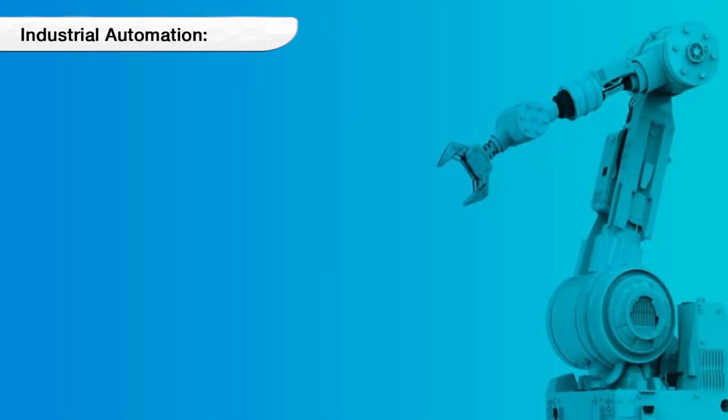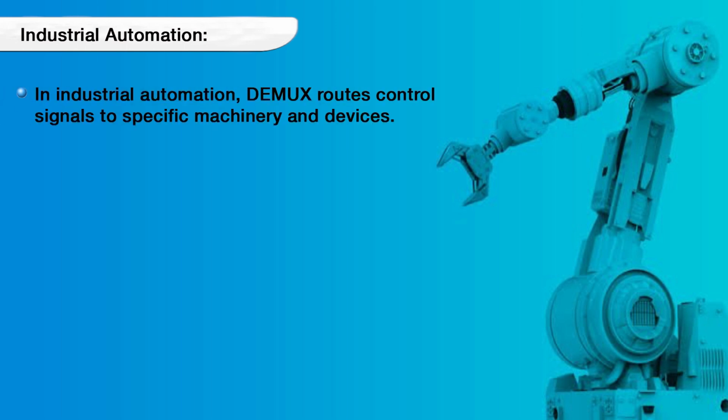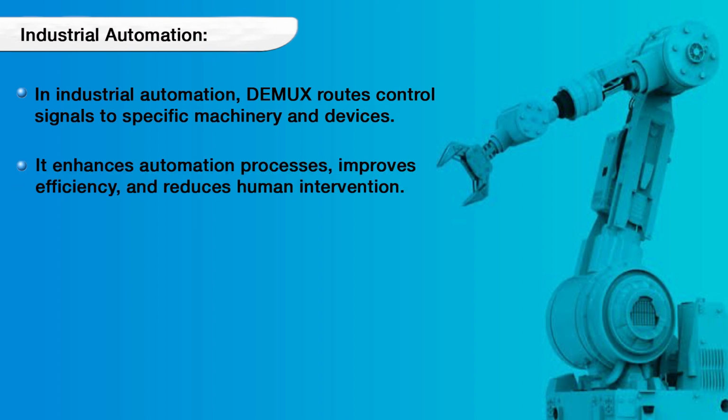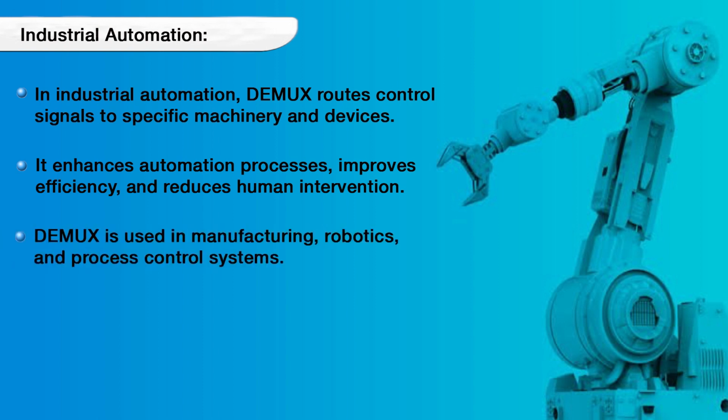They are used in industrial automation. In industrial automation, DMUX routes control signals to specific machinery and devices. It enhances automation processes, improves efficiency and reduces human intervention. DMUX is used in manufacturing, robotics and process control systems.